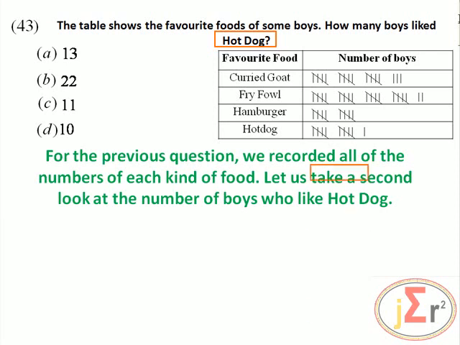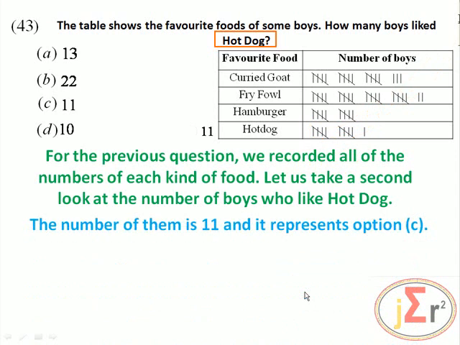How many? 11. Right. So we have 10 plus 1, and that is determined easily because the diagonal stroke represents how many items of data? 5. Right, 5 items of data. So we have 5, 10, plus 1, 11. The number of them is 11, and it represents option C. Right.